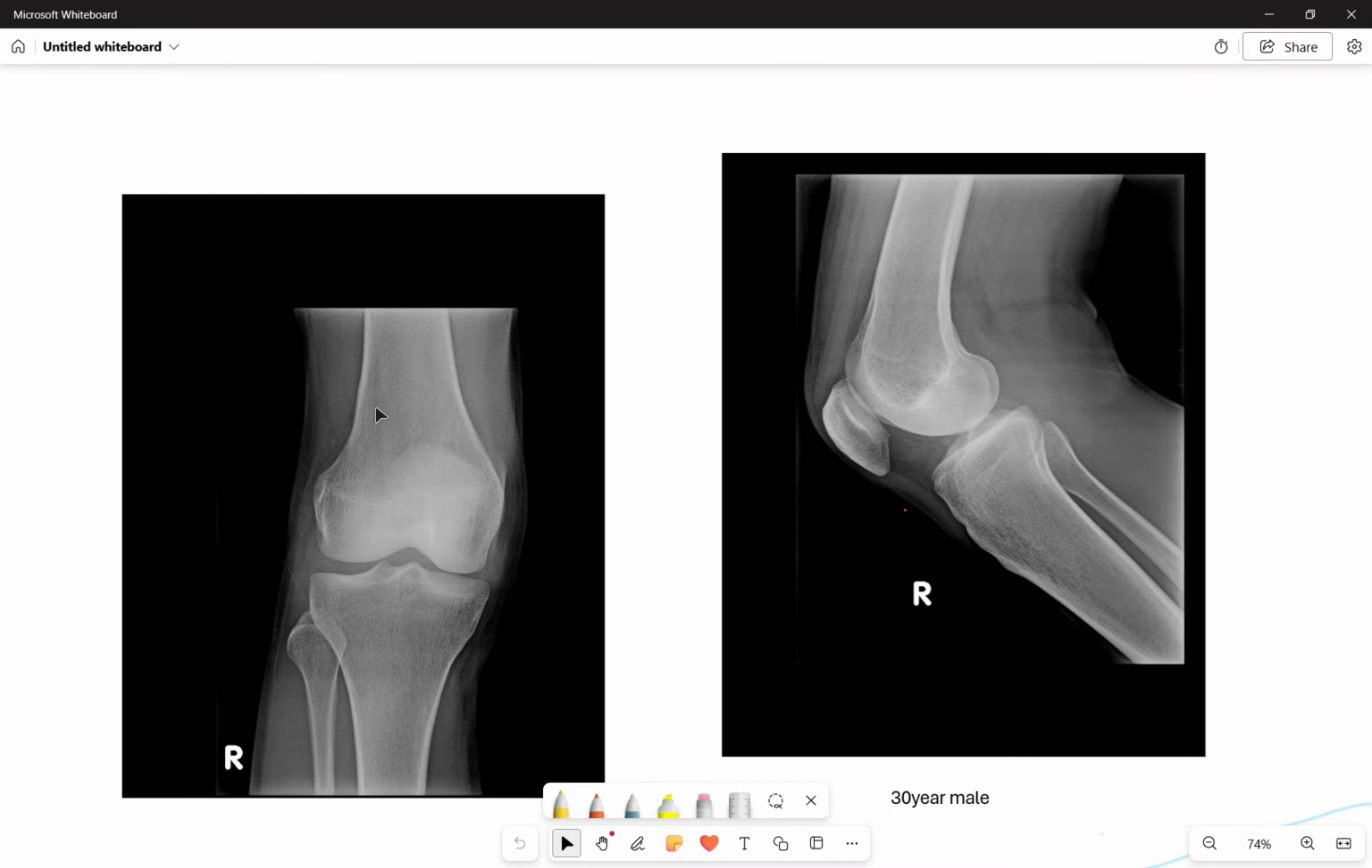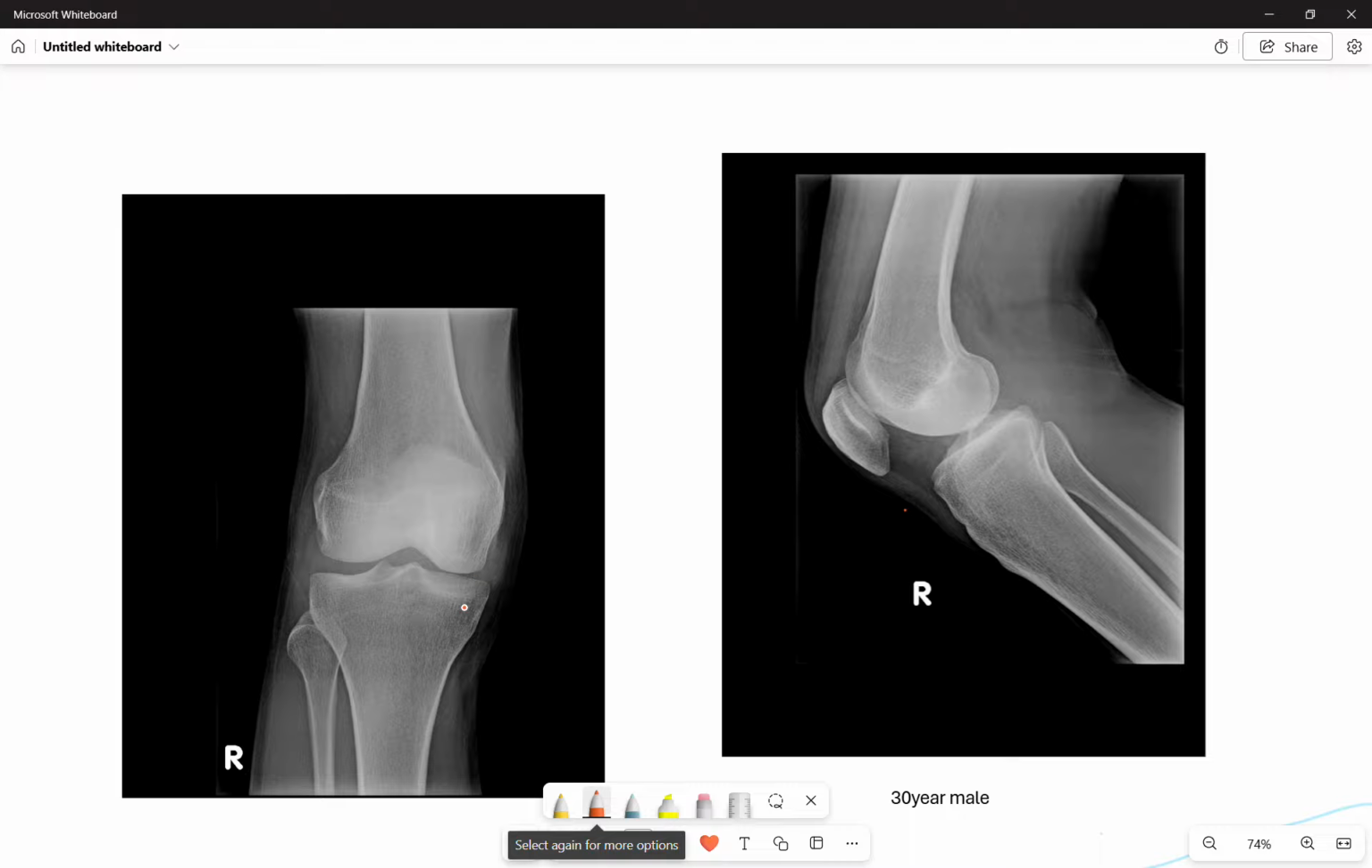Now the lower end of the femur and upper end of the tibia have cartilage over here, and this cartilage is articular cartilage over here and over here. This is articular cartilage. This articular cartilage is hyaline cartilage. It's very firm, it's very slippery, and the movement which happens here is almost frictionless.